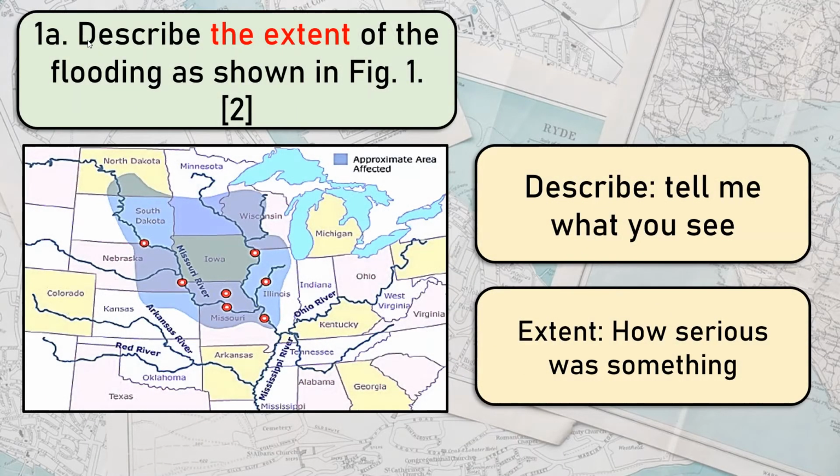So the first question is, describe the extent of flooding as shown in figure 1. So we have to talk about figure 1 because they are asking us to look at this piece of data here. So what you see is a map about flooding that happened in the United States. So the command word describe actually requires you to tell me what you see in the map, and extent refers to how serious something is. So in other words, how serious was the flooding in the United States here?